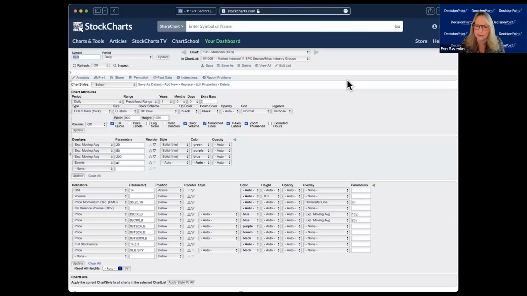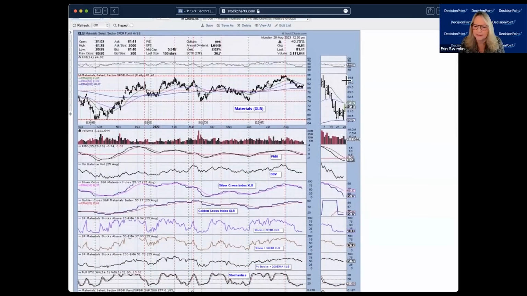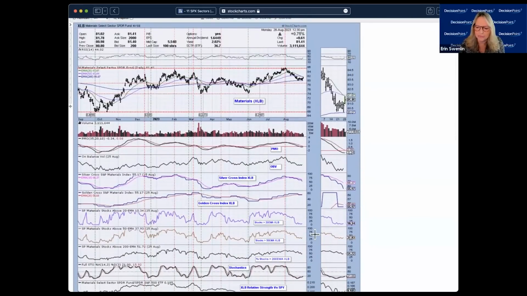Here's materials, the one that caught my eye. And unfortunately, under the surface, we're not seeing the kind of action I would want to see. So I saw the PMO was starting to flatten, starting to turn up, but notice Silver Cross Index is still in decline. We are seeing a nice little bounce today, but we're going to need to see some better participation under the surface before we jump in here.